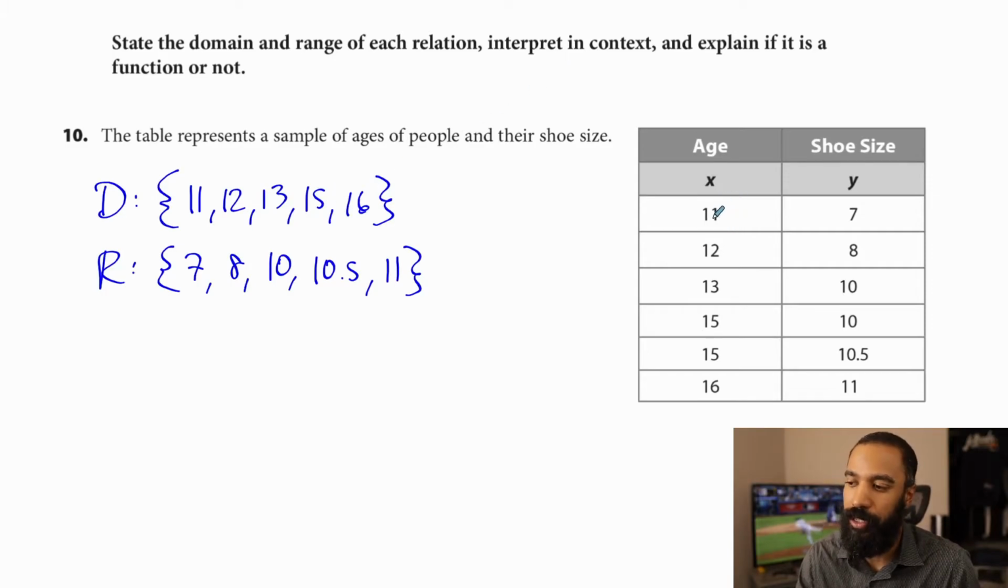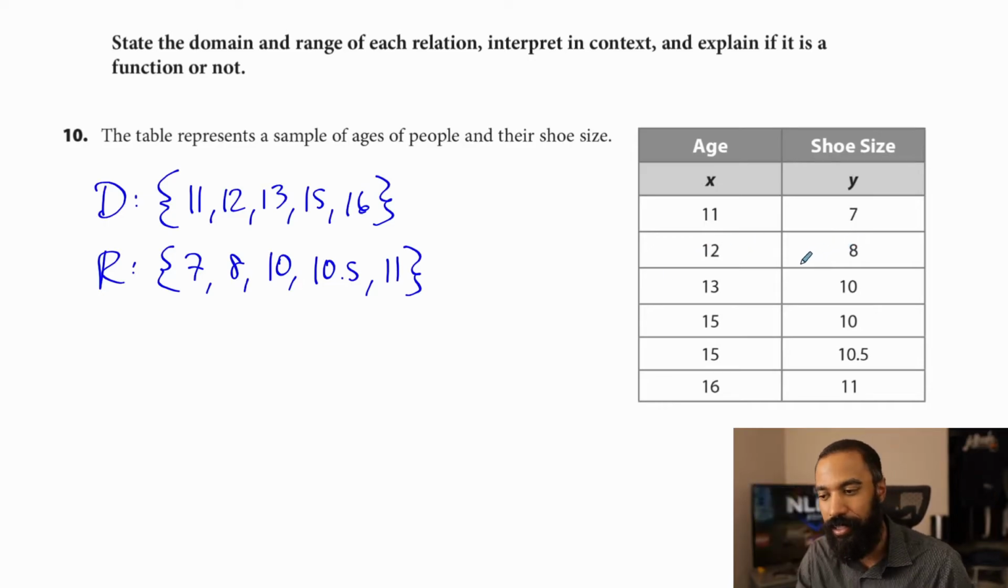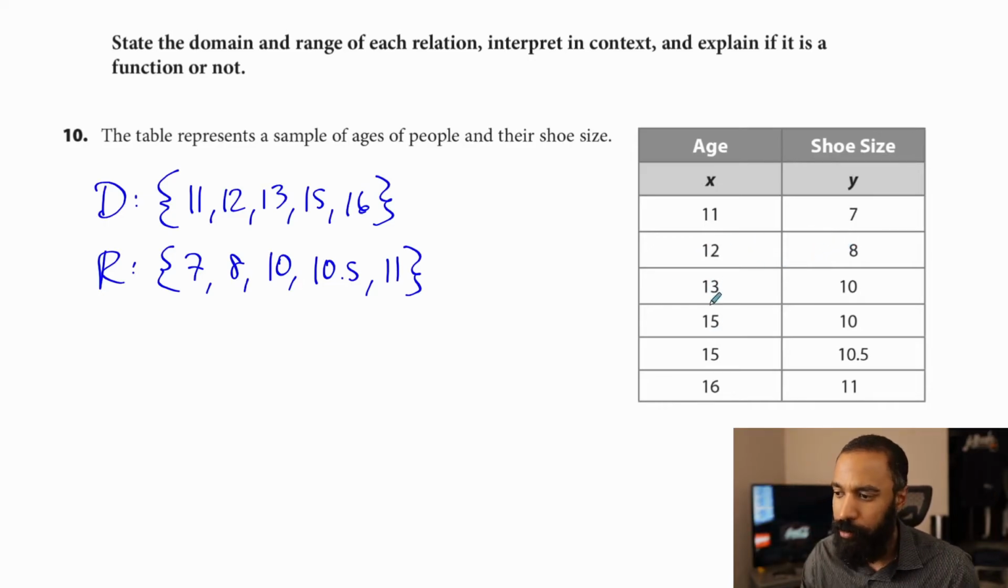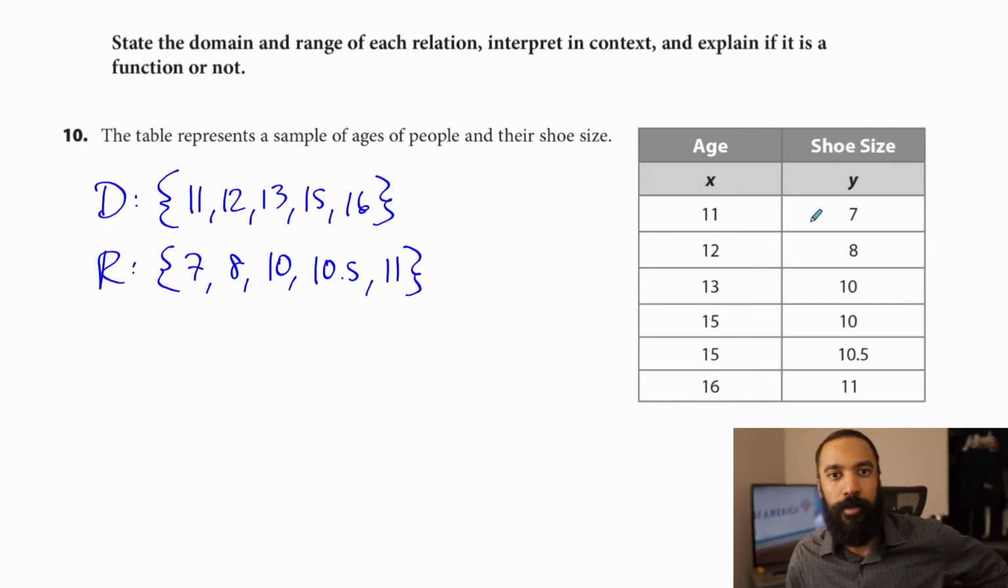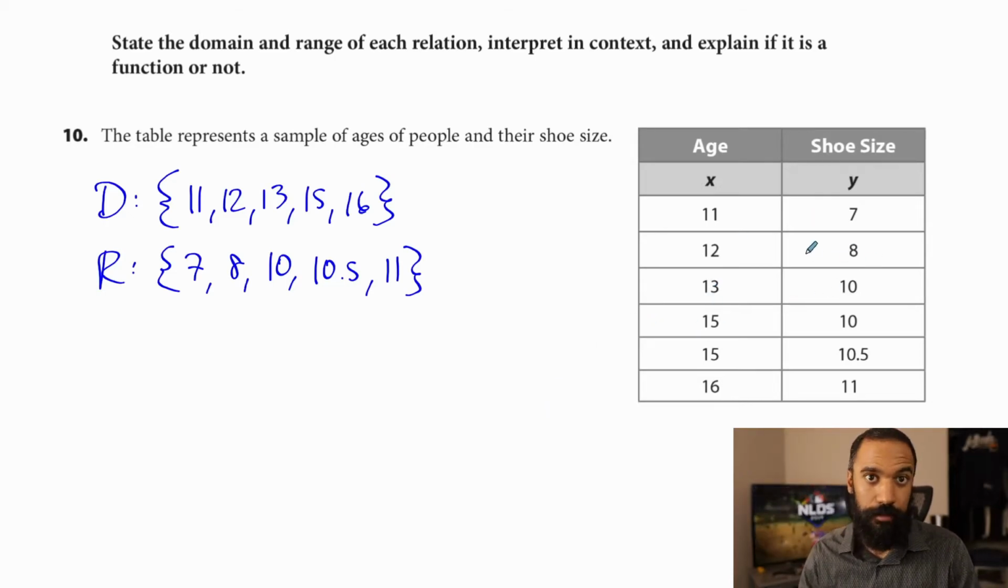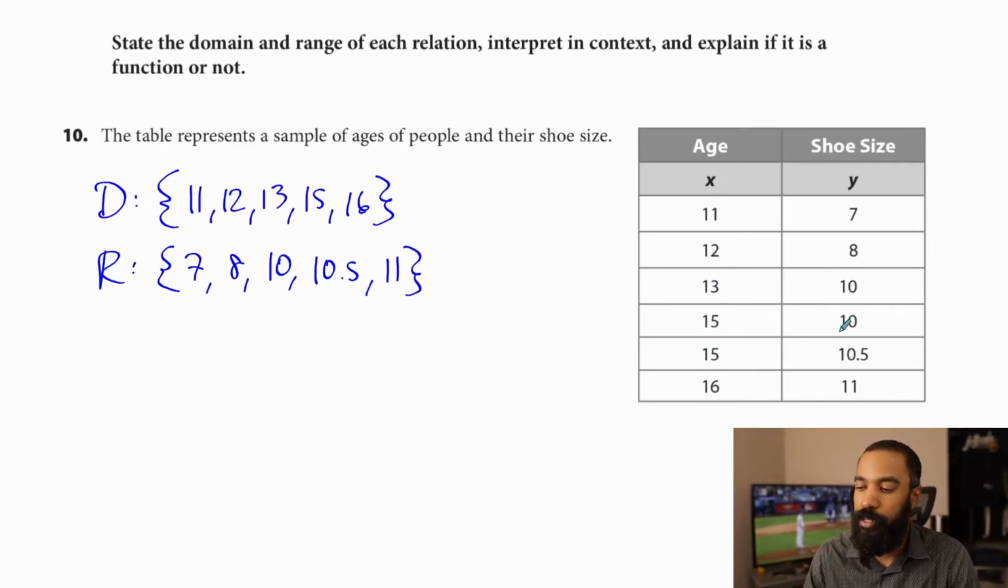Interpret in context, there is an 11-year-old with a shoe size of 7, 12-year-old with a shoe size of 8, etc. 13 and a 15-year-old both have a shoe size of 10. That's possible. You just can't have a 13-year-old with two different shoe sizes. Maybe when he turns 15, he still has a shoe size of 10. A 15-year-old, 10.5, and a 16-year-old with 11.